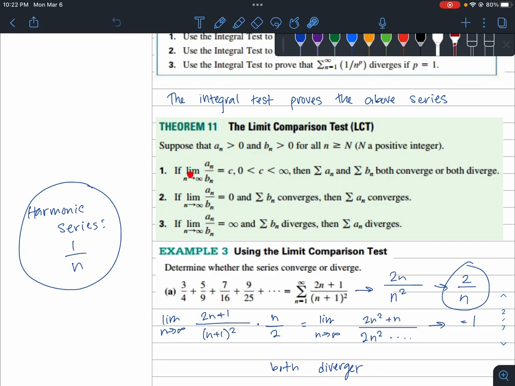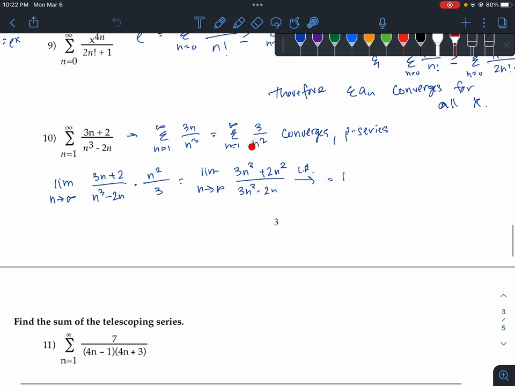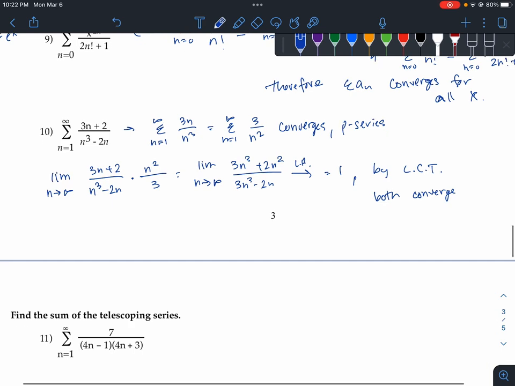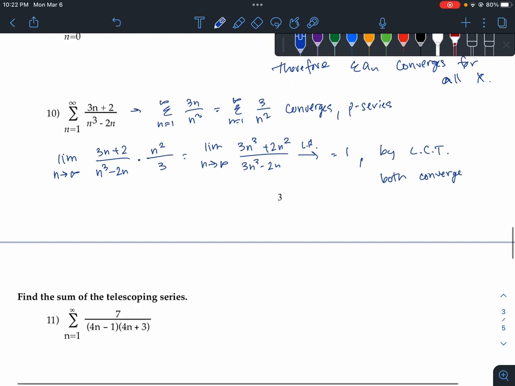So our limit was 1, which is between 0 and infinity. So both of them converge or diverge depending on what you know about b. So in this case, since we know that b converges, the other one converges. So by the limit comparison test, both converge, including the series that we're given right here. Okay, so there's 4 tests right there.